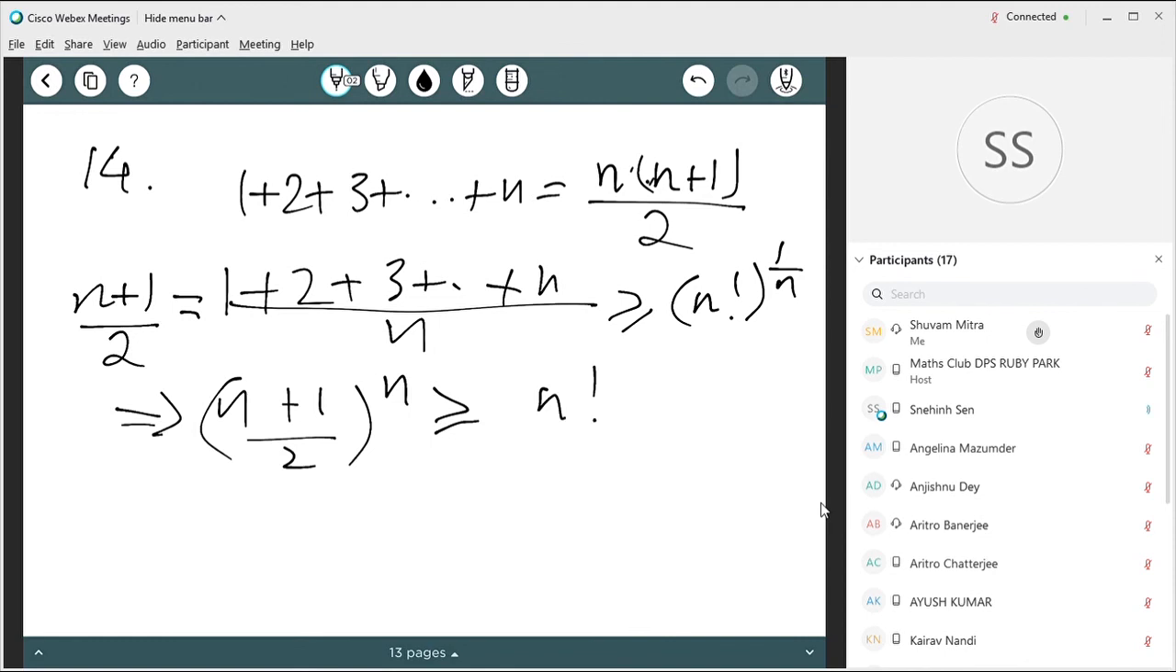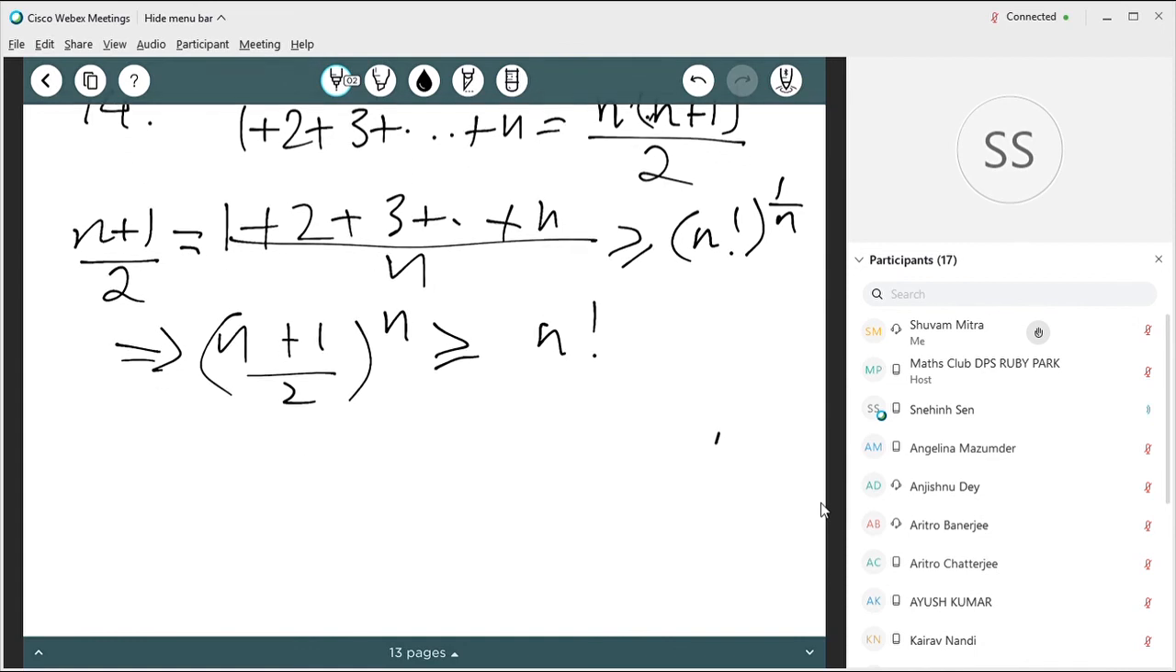And for the second part, AM-GM won't help. It's pretty obvious. So how should we proceed? Try to prove the following. It's a pretty simple thing. For i equal to 1 to n, show that n plus 1 minus i times i is greater than or equal to n.